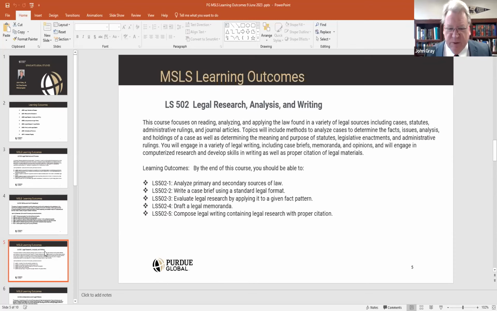You'll also evaluate legal research by applying it to a fact pattern that will be given to you. You'll draft legal memoranda, and you'll be able to compose legal writing containing legal research that has proper citation.